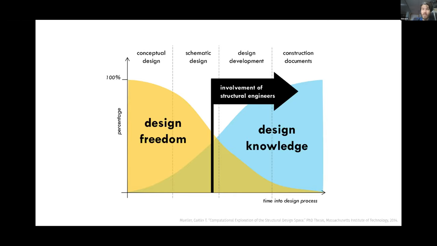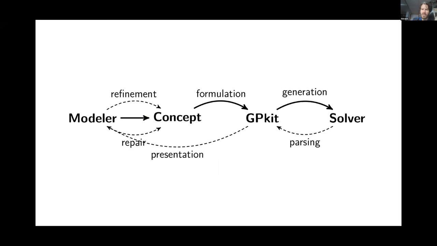So let's zoom into the concept development phase. How is a concept developed, and how does convex modeling fit into that? I consider the use of convex optimization models in concept development this way, as an iterative process in itself, a cycle of gaining knowledge by trying different design spaces. A modeler has a concept, uses GPkit to formulate that concept as variables and constraints, and then GPkit translates that into a convex program. GPkit then parses the solver's solution and presents it to the modeler so as to best enable them to decide what to do next.